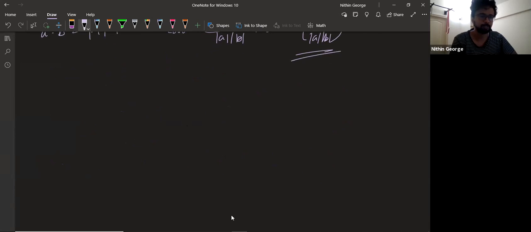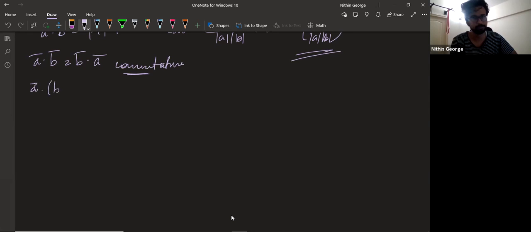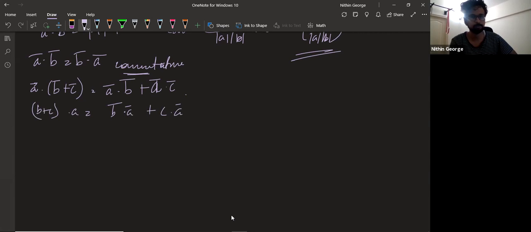Now, properties. They are commutative, which means A dot B is B dot A. Now, distributive over addition. A dot (B plus C) can be written as A dot B plus A dot C. Or (B plus C) dot A can be written as B dot A plus C dot A. Same thing it is.